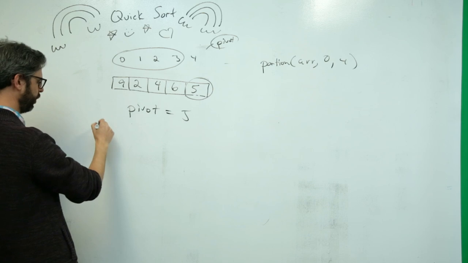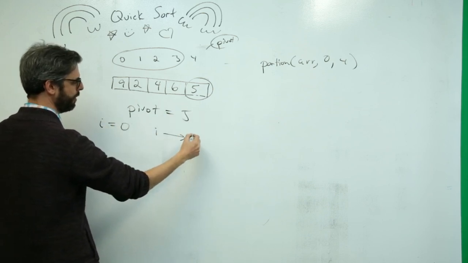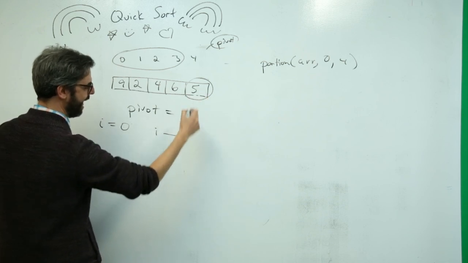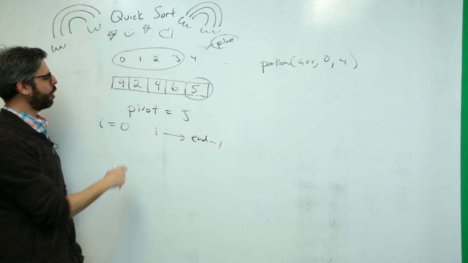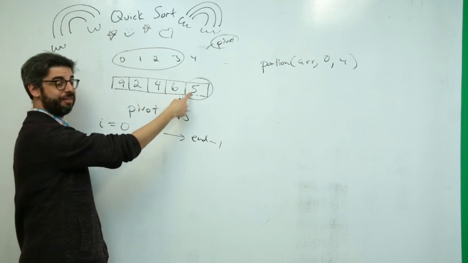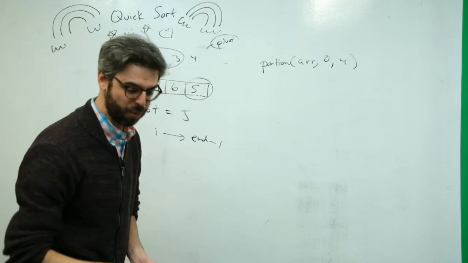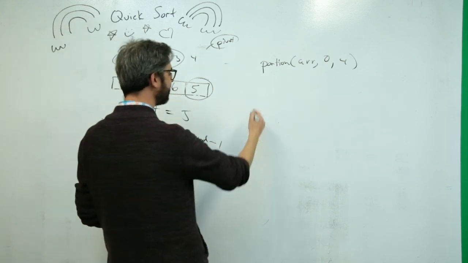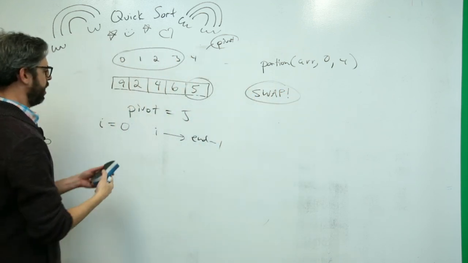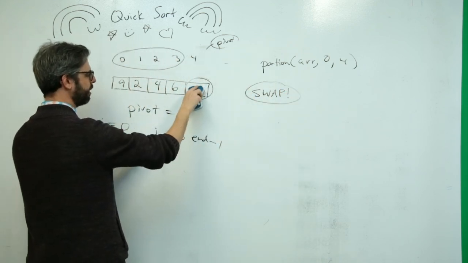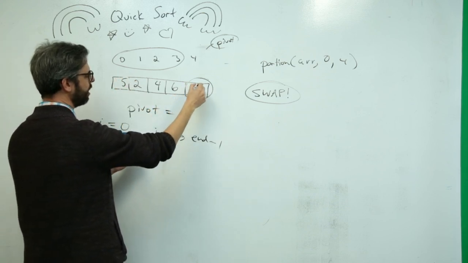So we're going to start with i equals 0, and i is going to go all the way up to the length of this array, n minus 1. And we're going to compare. So 9 is greater than 5. Ooh. So 9 should be on the right-hand side of 5. So guess what we do? If that's the case, swap. So we take 5 and put it here and put 9.